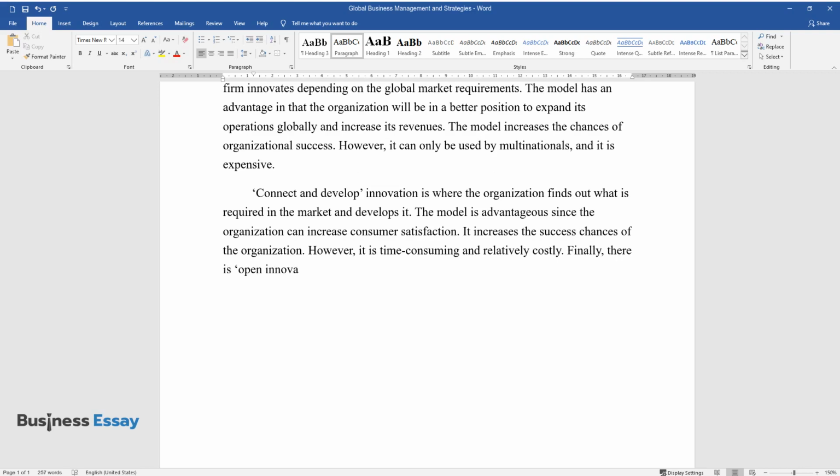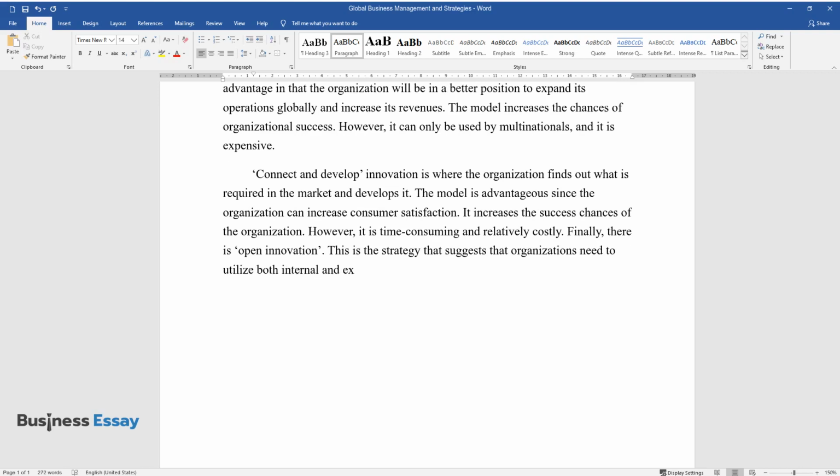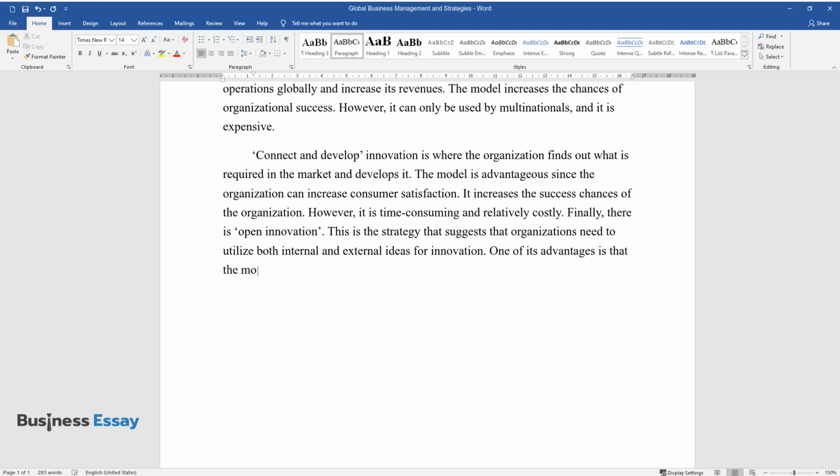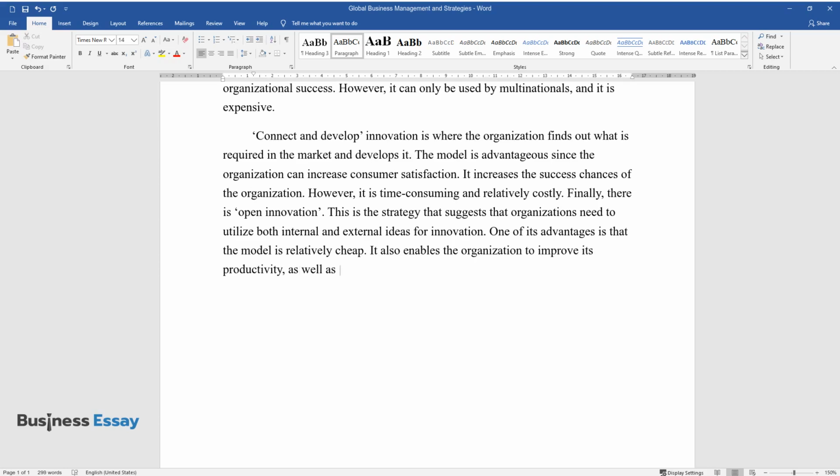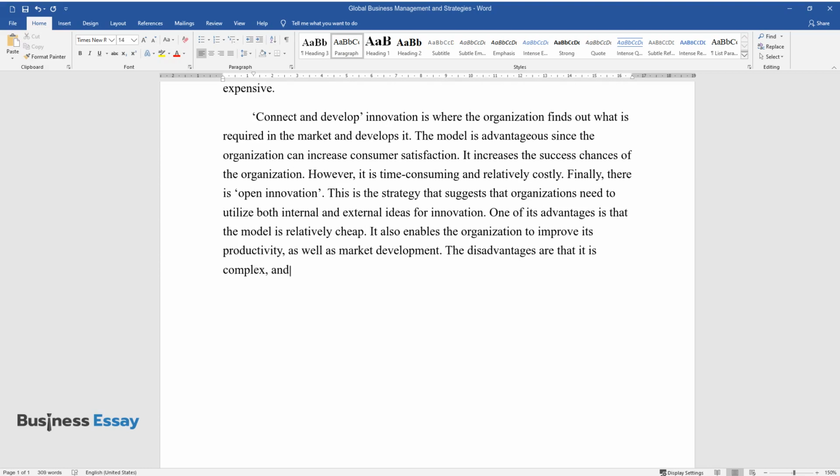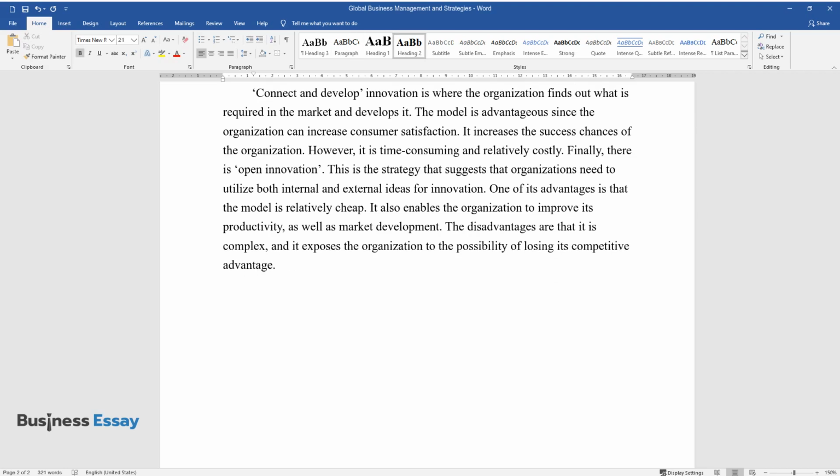Finally, there is open innovation. This is the strategy that suggests that organizations need to utilize both internal and external ideas for innovation. One of its advantages is that the model is relatively cheap. It also enables the organization to improve its productivity, as well as market development. The disadvantages are that it is complex, and it exposes the organization to the possibility of losing its competitive advantage.